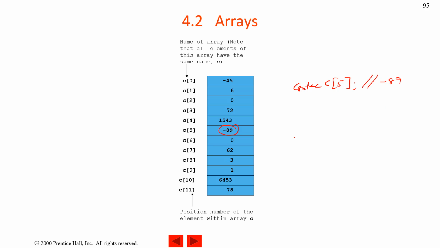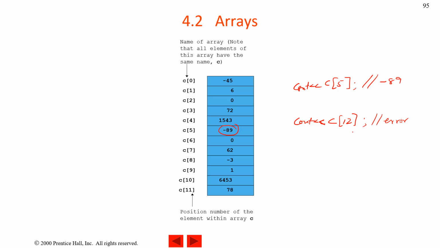If I try to exceed the range and write cout C of 12, now there are not 12 locations, there are only 11 more here. If I write C of 12, this is going to give me an error. This is called a runtime error. It means it won't give me an error at the time of compilation, but it is going to give me an error during the time the program is being executed.